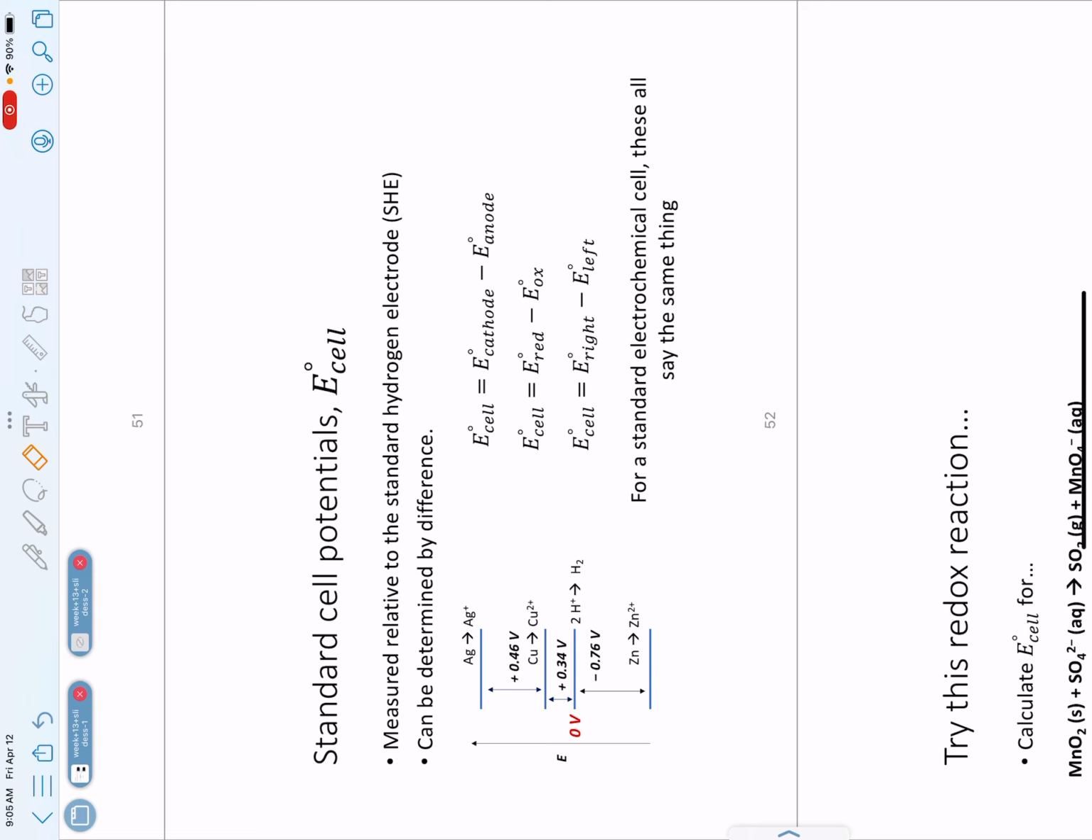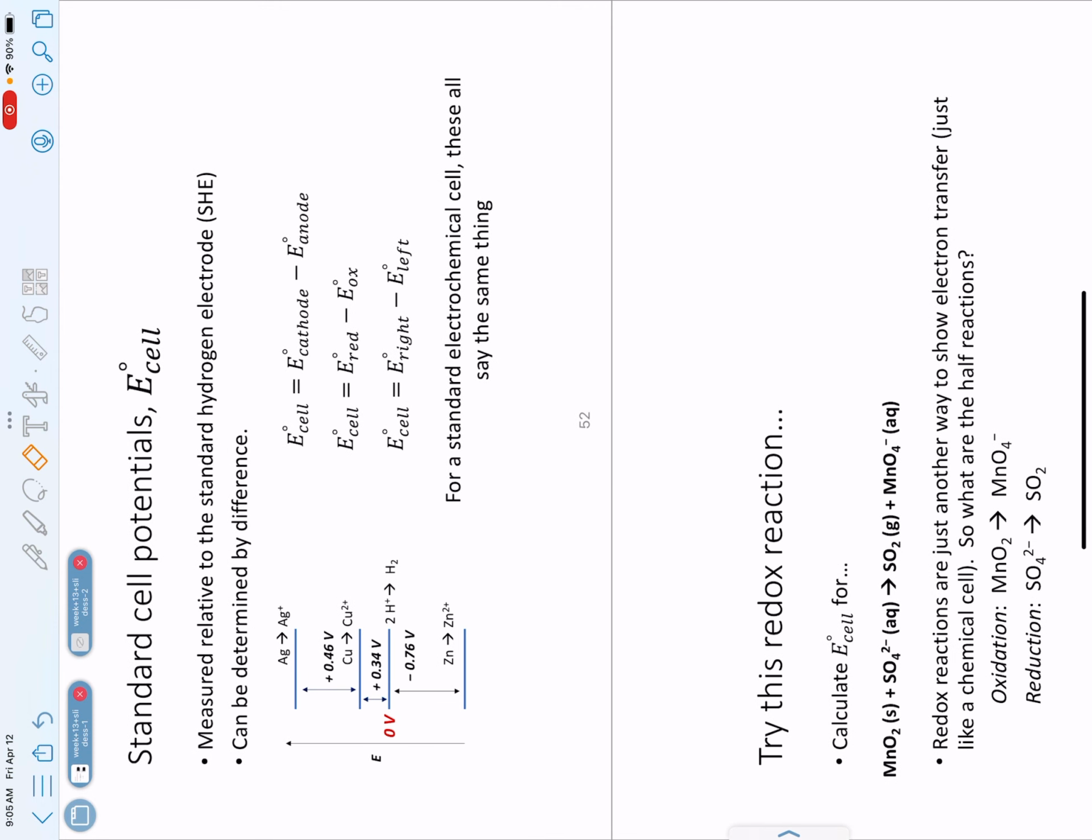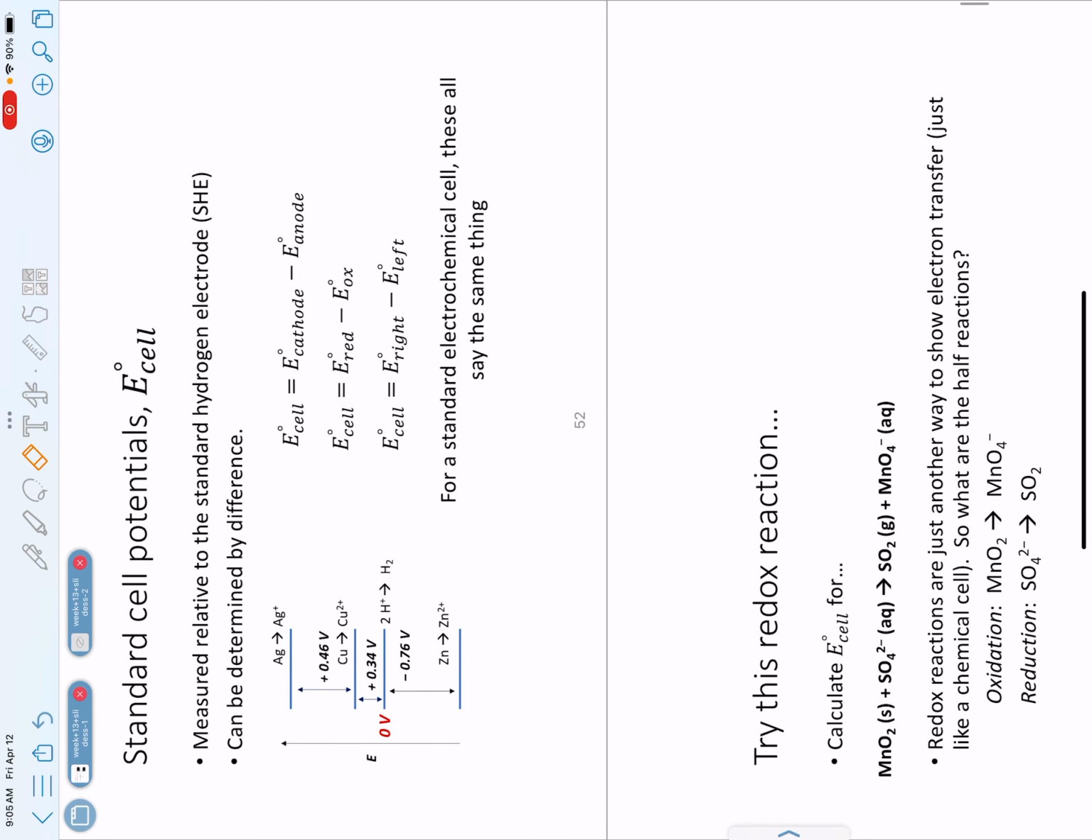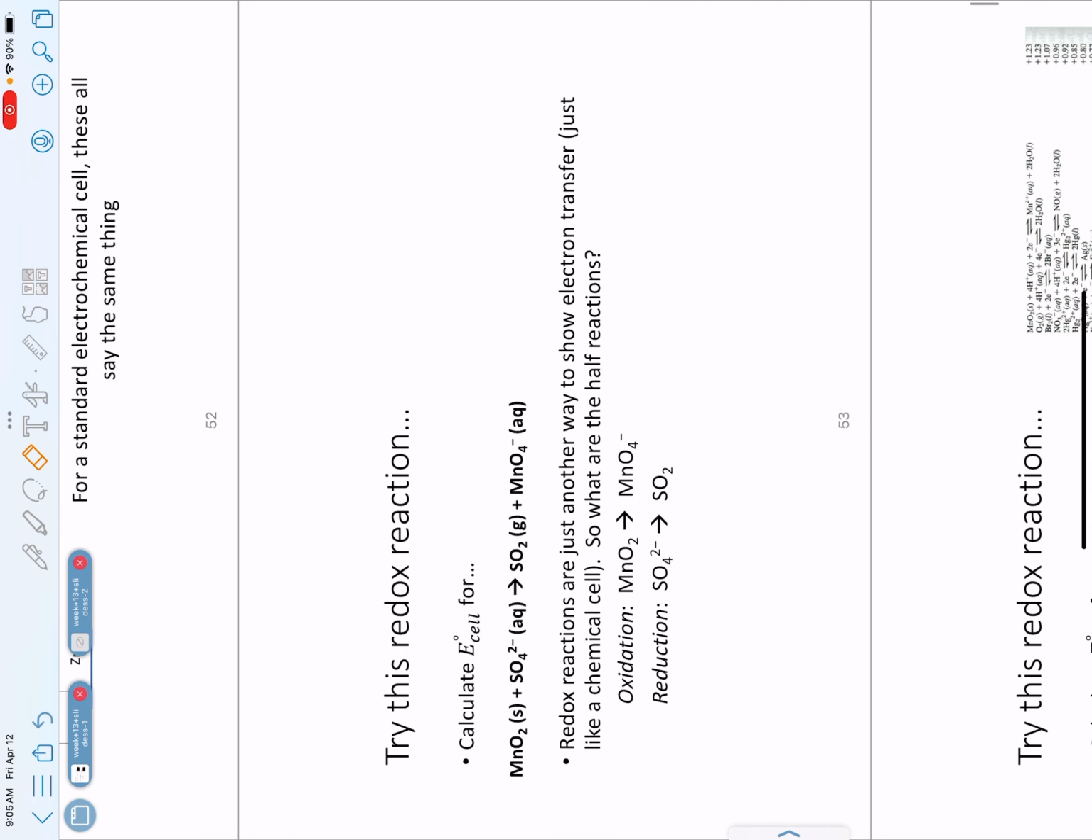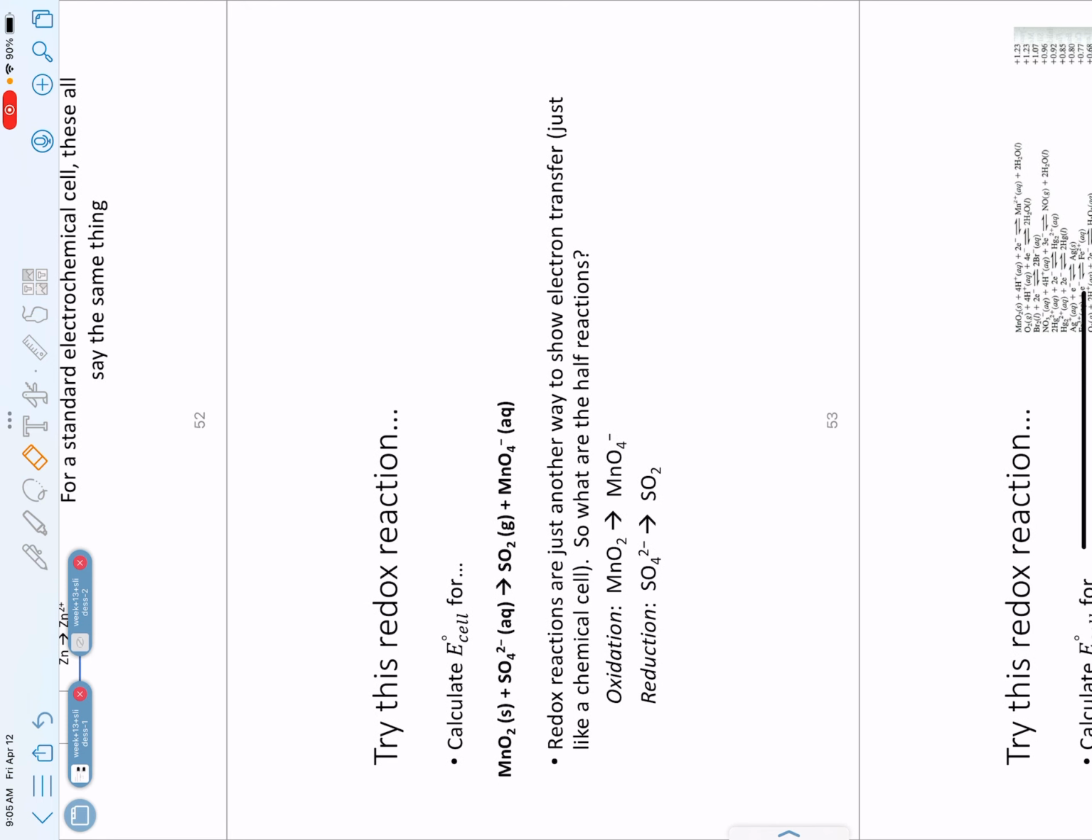So let's look at an example. Here's an oxidation reduction reaction that we can balance by the half reaction method. I can figure out what's going on by separating them into their parts. I know that manganese O2, MnO2 on the left, is becoming MnO4 minus. And I know that my sulfate is becoming SO2. It's a little different from looking at metals.